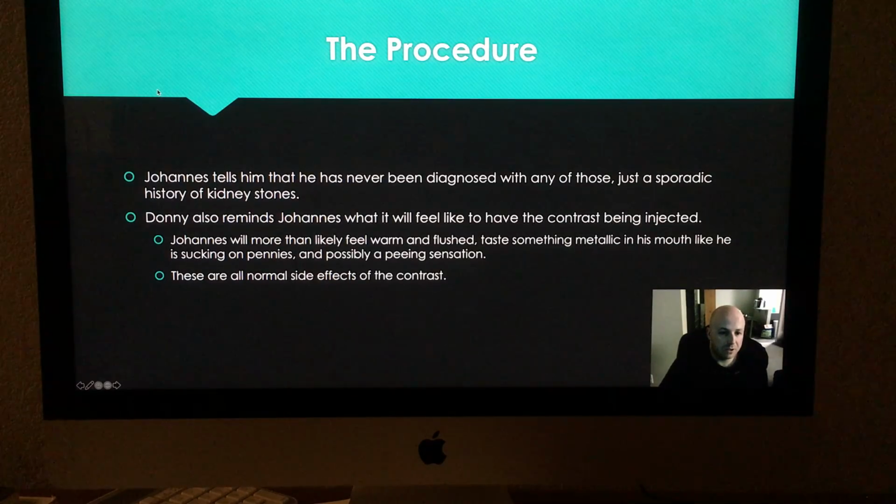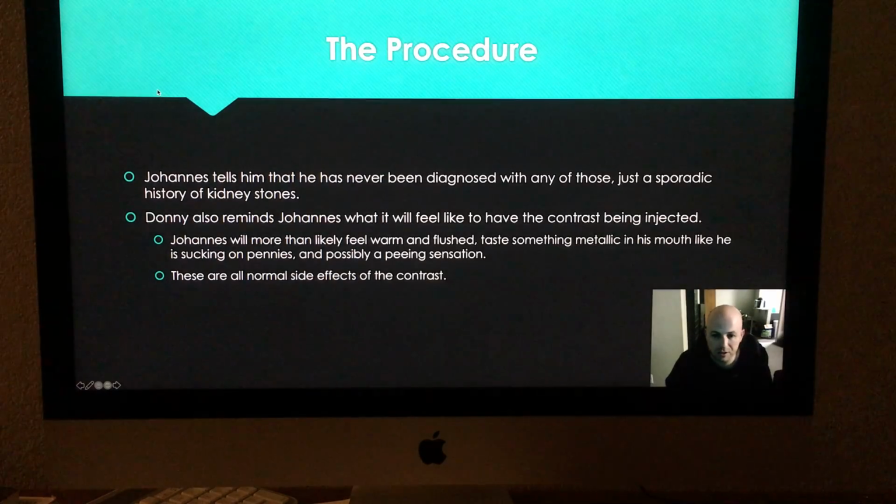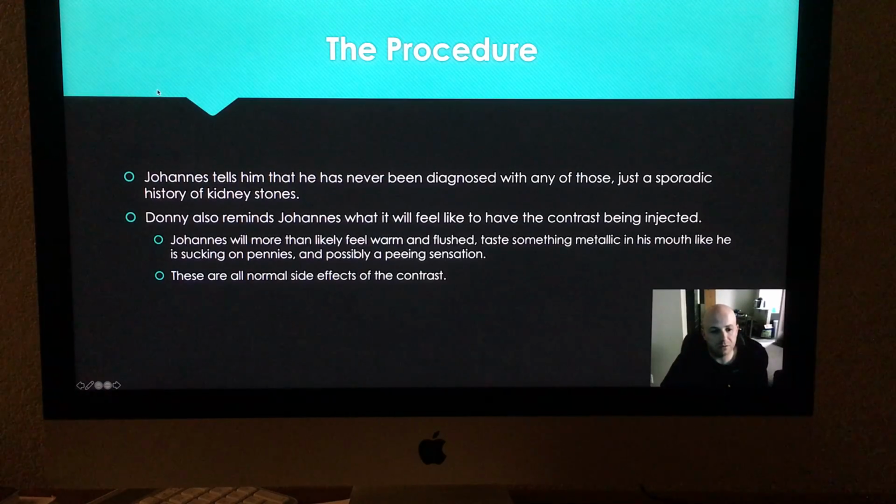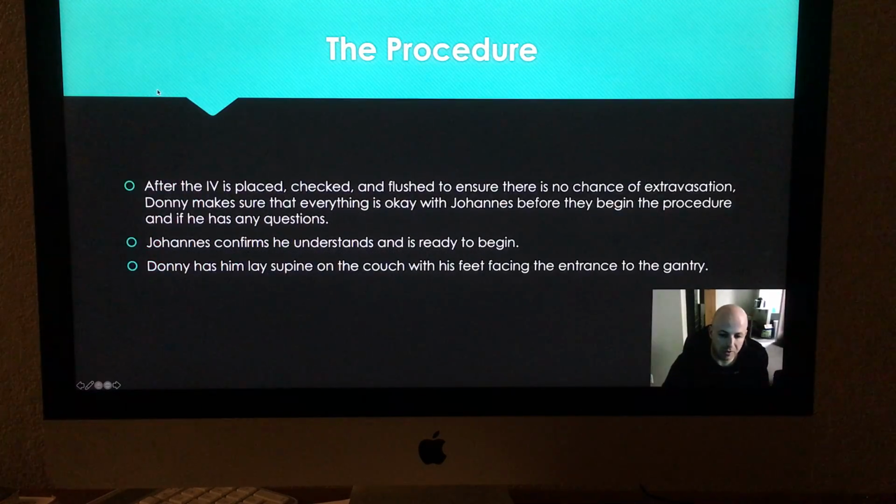Johannes tells him that he's never been diagnosed with any diseases like that before, but he does have a sporadic history of kidney stones. Donnie also reminds Johannes what it'll feel like once the contrast is being injected. He'll more than likely feel that warm and flushed sensation, maybe taste something metallic in his mouth like he's been sucking on pennies, and possibly a peeing sensation. Okay, these are all very normal side effects of the contrast.